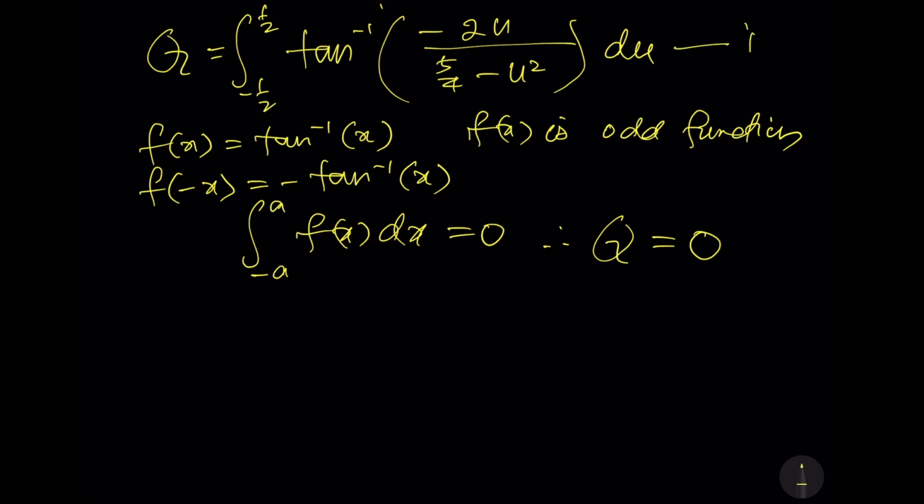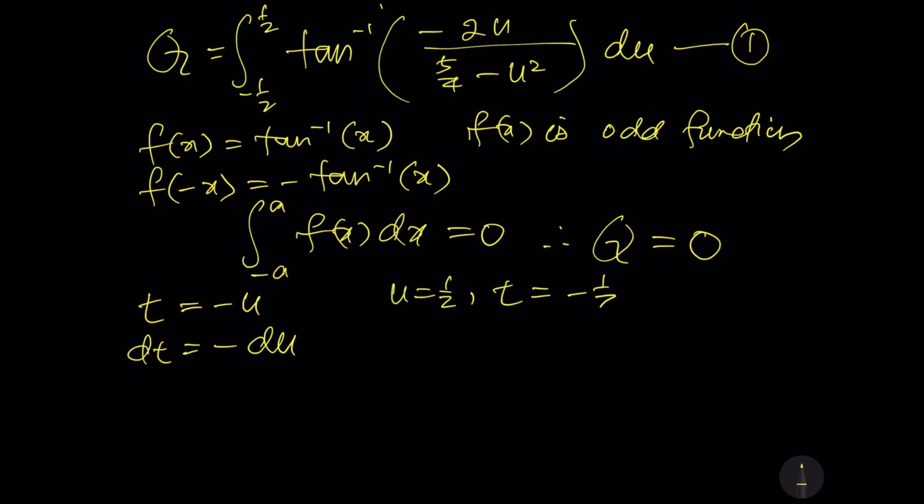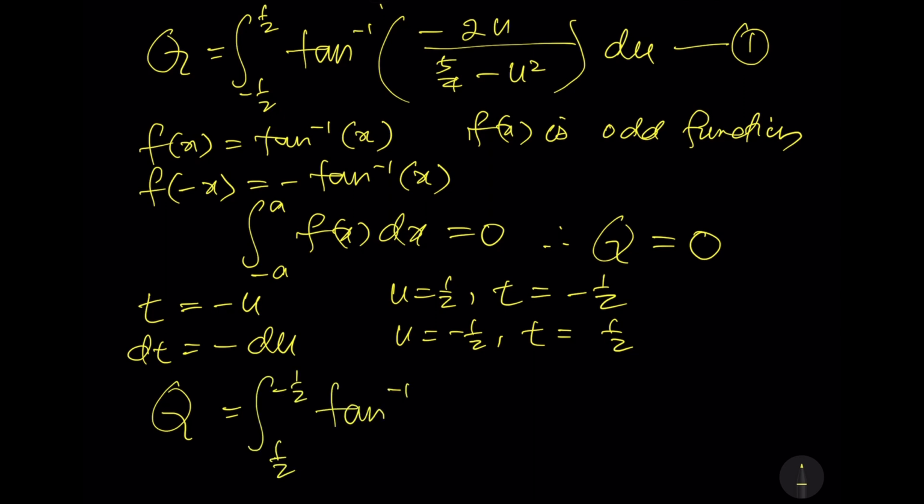First, label this as equation 1. Define t equals to negative u, therefore dt equals to negative du. When u equals to 1 over 2, t is negative 1 over 2. When u is negative 1 over 2, t is 1 over 2. Q becomes integral positive 1 over 2 to negative 1 over 2 inverse tangent function of 2t divided by 5 over 4 minus t squared and then multiply negative dt.